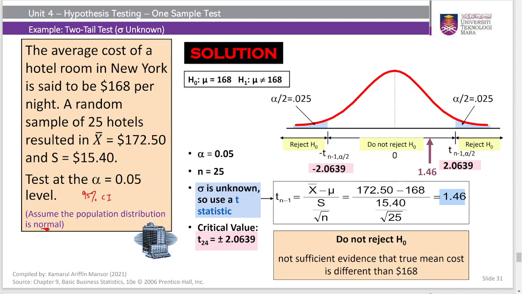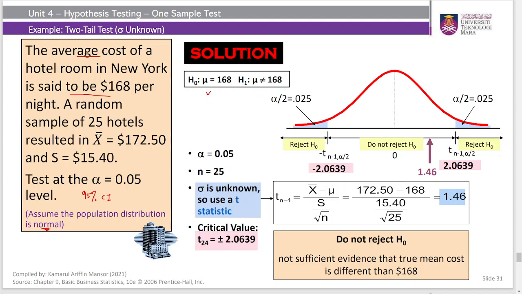The claim here is that the average cost of a hotel room in New York is said to be 168. So the meaning here is that it says average cost. When we convert it to a symbol, it will be mu, the mean. That's why we have our hypothesis written as mu equal to 168. So this comes from the first statement in the question, right? So you have mu equal to 168.